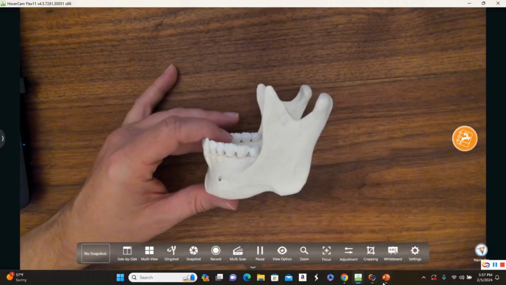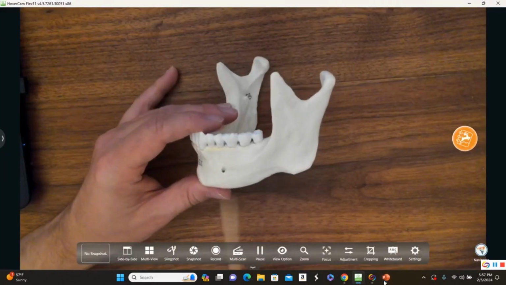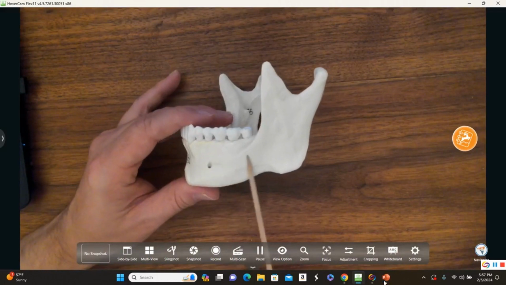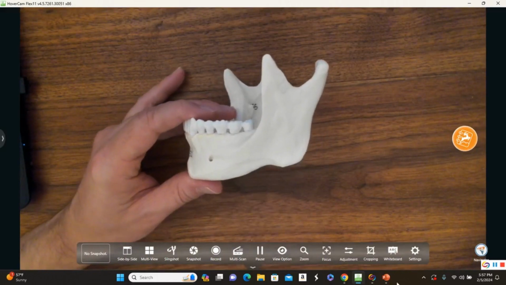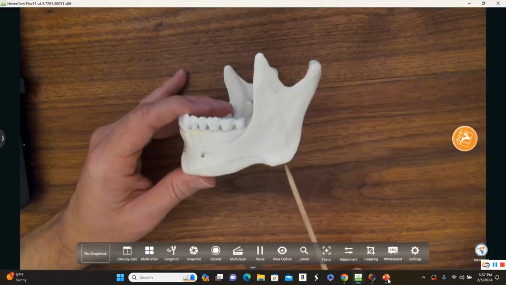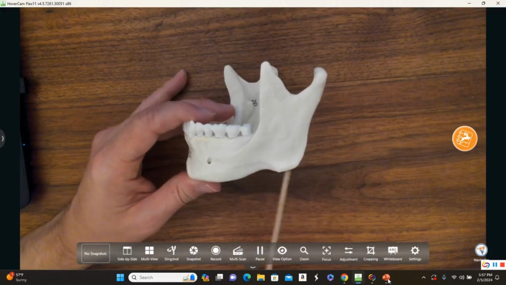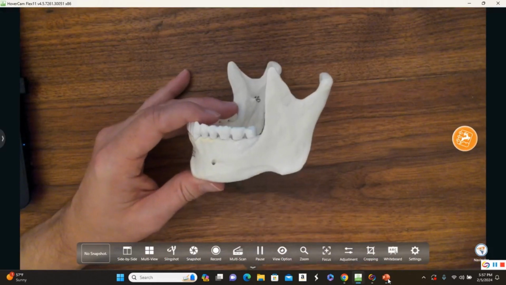So what we started with, I already forgot what it was, the body. The body is this area right here. This makes up the side of the jaw, the body. Now the angle is our neck structure. Right here is our angle. This area right here. Okay?